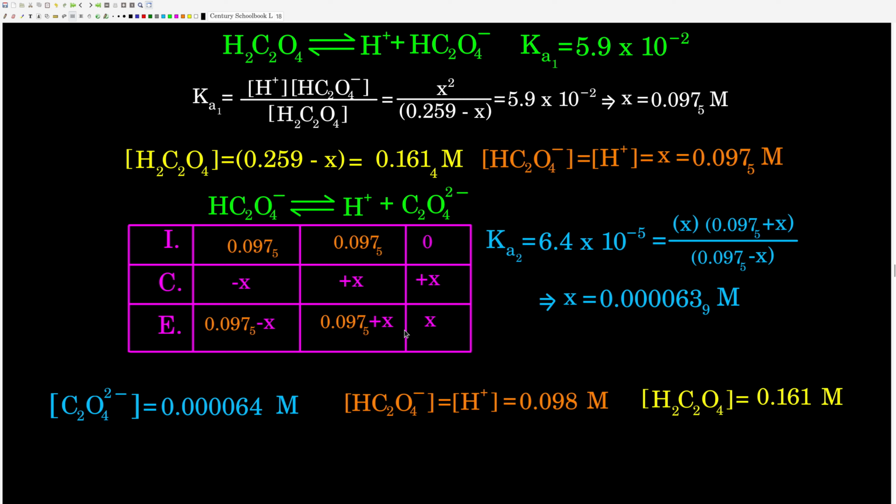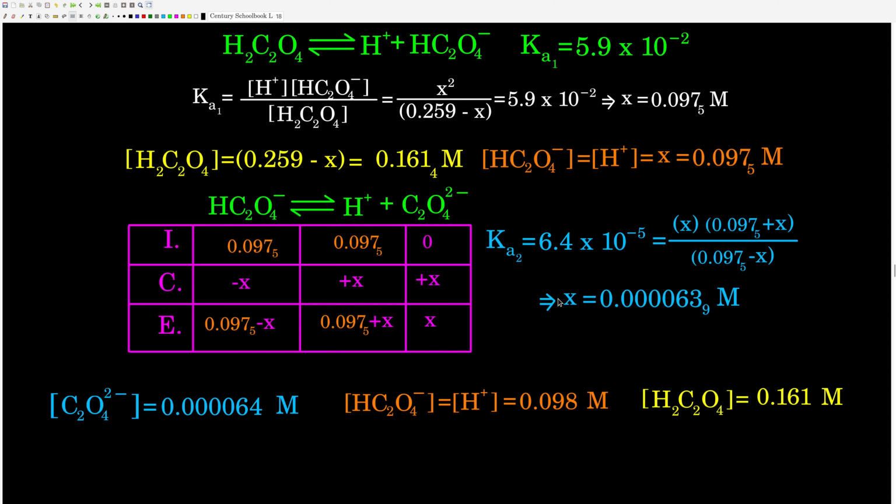And we plug these into the Ka2 expression. Look how this works. Ka2 is equal to x times (0.0975 plus x) over (0.0975 minus x), and that's equal to 6.4 times 10 to the minus 5th. It's a quadratic. We could solve it if we had to, but let's see what happens if we neglect x. Now this x we can't neglect. It's multiplying, not adding. But if we neglect x compared to 0.0975 here and here, that's gone. Notice these two numbers cancel, and we just have x is equal to Ka2. And that happens every time.